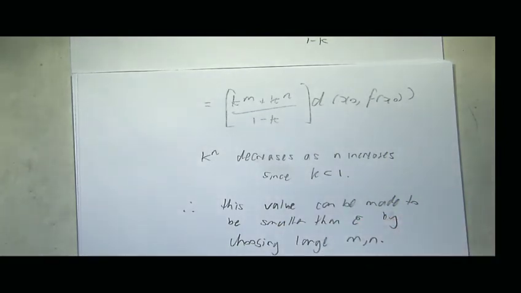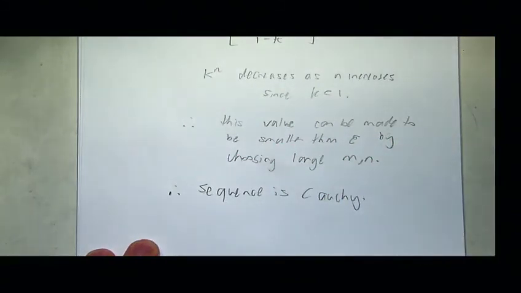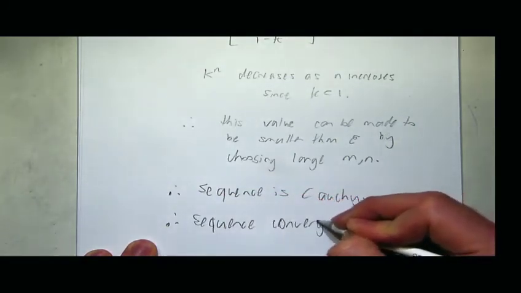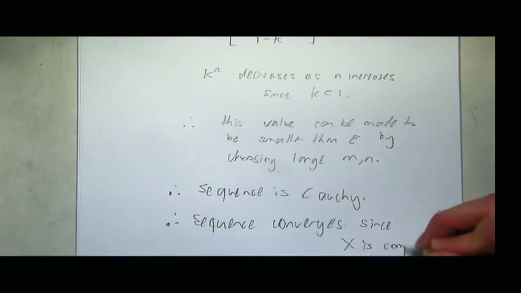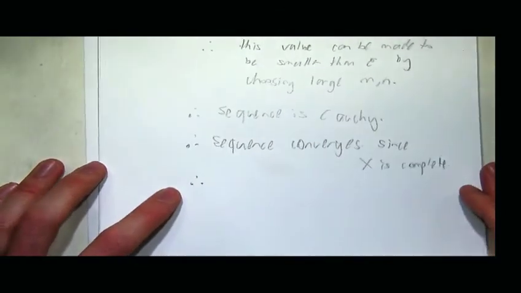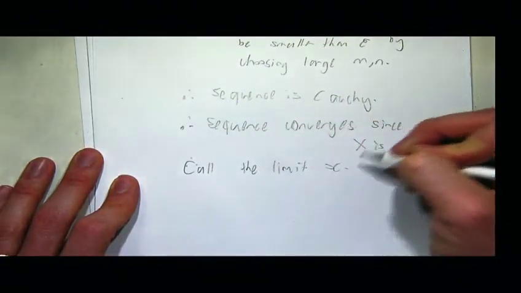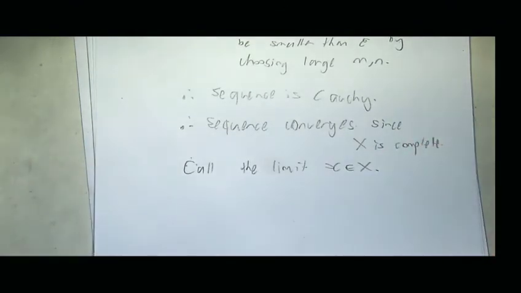Yep, and it's okay to write it in words. This value can be made to be smaller than epsilon by choosing large enough m and n, and so therefore the sequence is Cauchy. And therefore, because it's complete, the sequence converges since X is complete. And therefore, if we call the limit x, and we know that x is in X because it's complete, then f of x must be x.